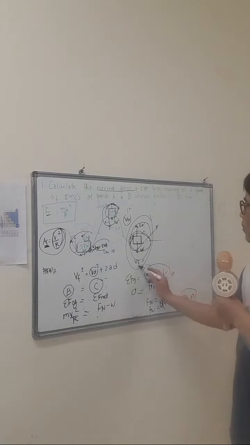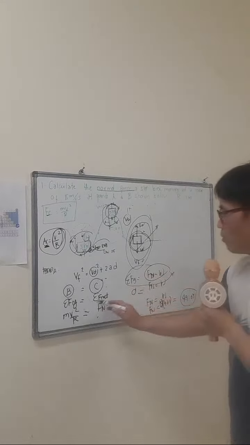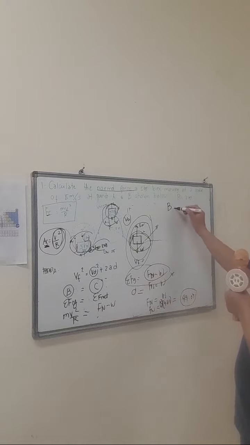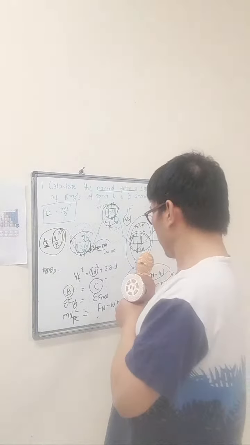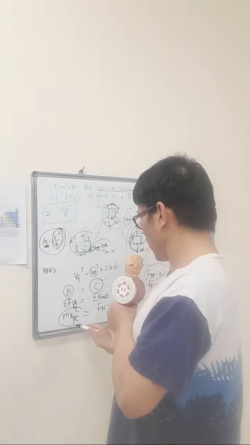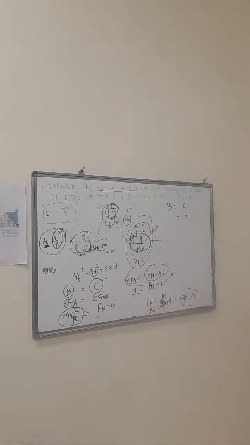The net force is always 0 here. B is equal to C. Fn is 0 at C. And then, this one will be your mv squared over r. So, mv squared over r. This is the value of your centripetal force. Then, you have the velocity, the mass, the r, and you can solve also for your Fc. You get the point?